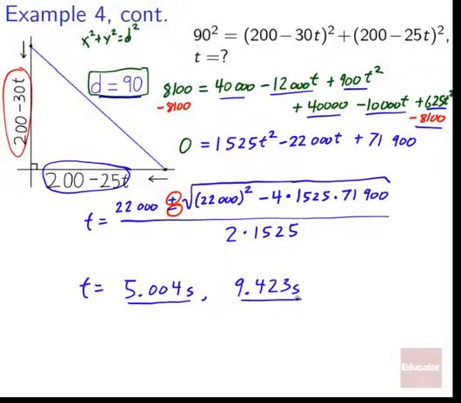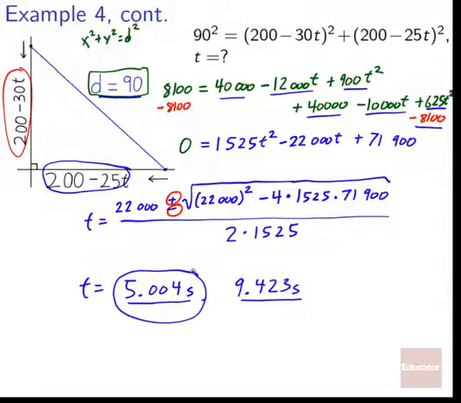But what about this one? Is one of them wrong and the other one right? Is it only possible for one of them to happen first? Well, if we're only looking for the immediate time, the soonest time when they are 90 meters away from each other, then it's 5.004 seconds.